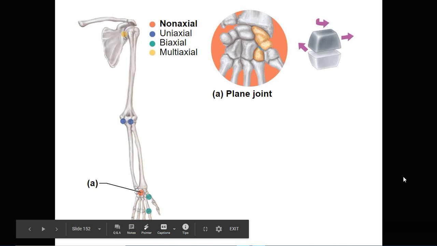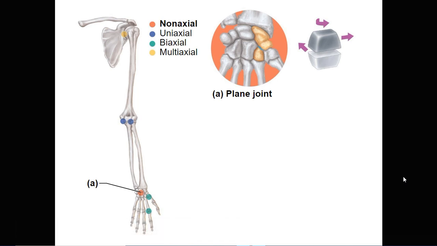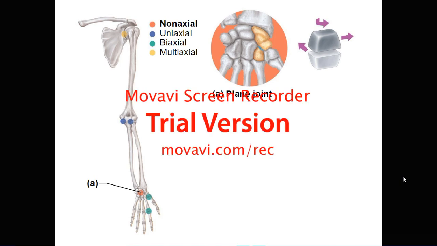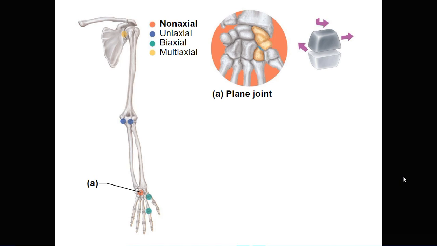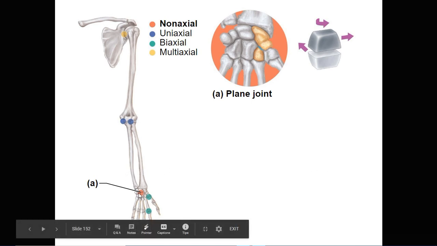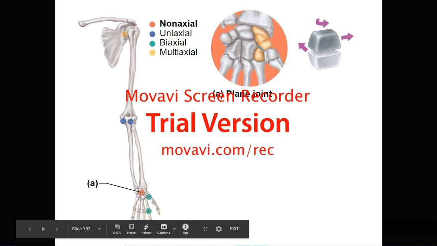This figure shows you all the different movements: non-axial, uniaxial, biaxial, multi-axial, and they're color coordinated. And again, you do need to know the locations of these different movements. And you see right here the non-axial, I will call that kind of a pinkish color right here.